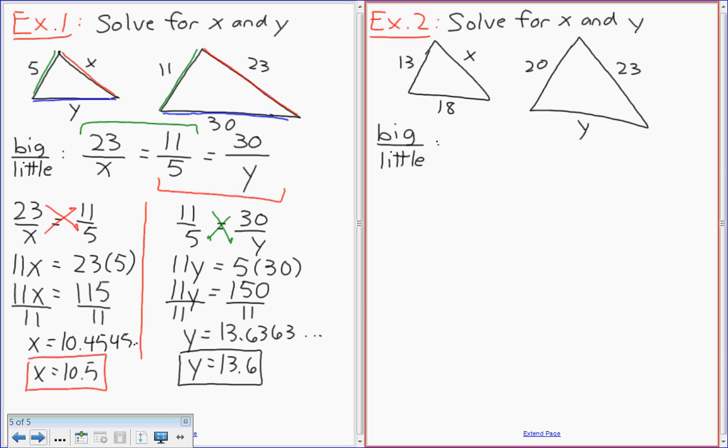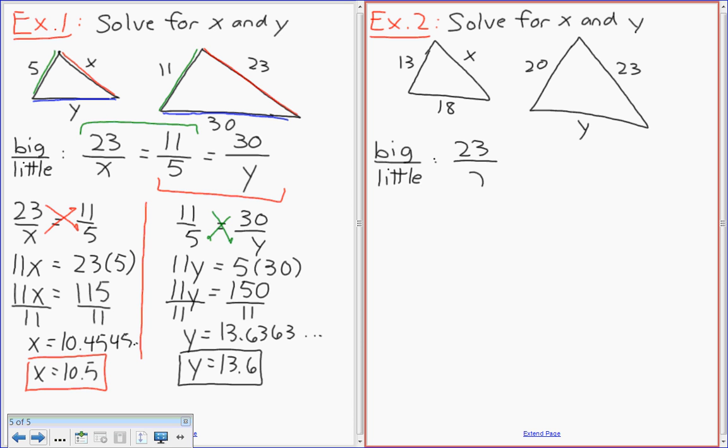All right, Sydney, we're going to do big over little again. I'm going to move that down so it doesn't, oops, right there. Sydney, can you give me your favorite side on the big? Okay, great, that sounds good to me. 23. Now, if she didn't choose 23, that's fine. You can interchange these any way you want. Sydney, if I choose 23 for my big, what's the corresponding little side?